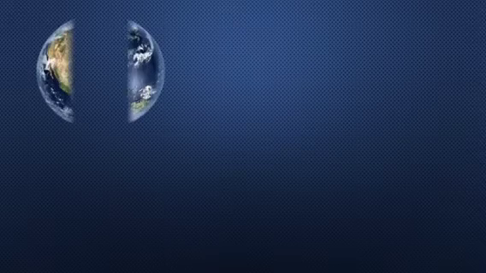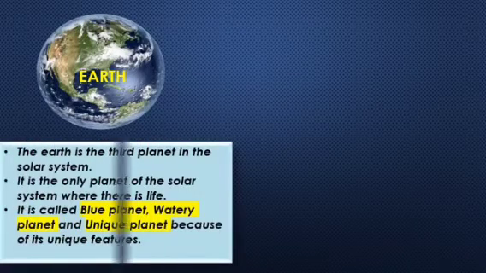Now comes the Earth. The Earth is the third planet in the solar system. It is the only planet of the solar system where there is life. The Earth is also called blue planet, watery planet, and unique planet. Why is Earth called blue planet? Because when we observe the Earth from the space, it appears blue. Why is it so? The Earth appears blue because of the water bodies present on it.